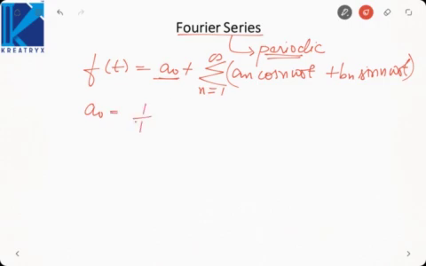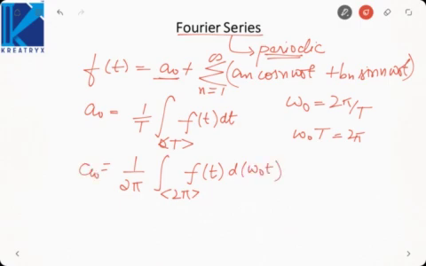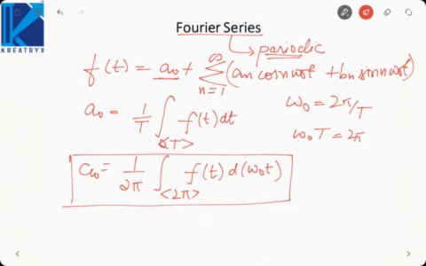Now here a0 is called the DC or the average value. It is equal to 1 by T integral 0 to T of f(t) dt. If we wish to change the variables into omega naught t, we know that omega naught is 2 pi by T, so omega naught T is 2 pi. If you multiply and divide by omega naught, it will be 1 by 2 pi, and the integration will be over an interval of 2 pi of f(t) d omega naught t. This will be my a naught, that is the DC or the average value of the Fourier series.